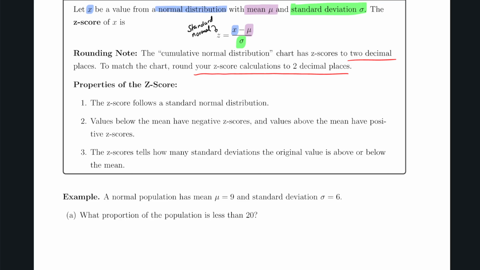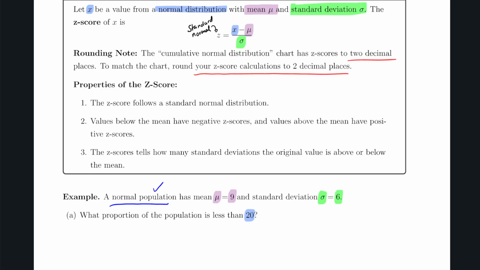So let's get started with our first example. We're told that we've got a normal population. That's great. We need that first. And the mean, or mu, is 9. The standard deviation, sigma, is 6. What proportion of the population is less than 20? So 20 is our value of interest.